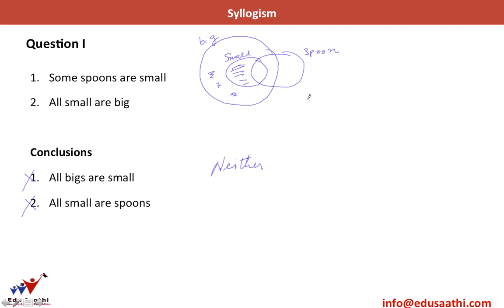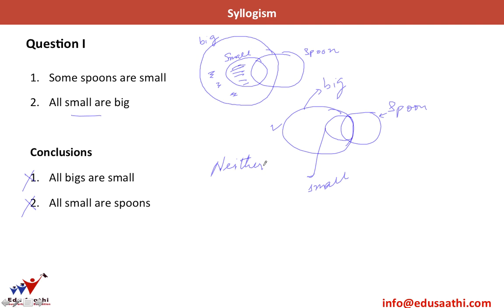If you are wondering, you can also draw the circle for big like this, like you have a small here, and then you can have a spoon. This is also a correct diagram, because if this is spoon and this one here is small and this circle is big, even then, because it just touches the boundary of small, the big takes care of all small, so all small are big is also taken care of in this.